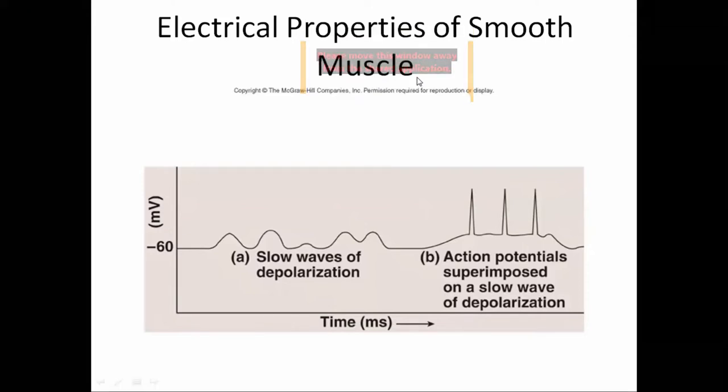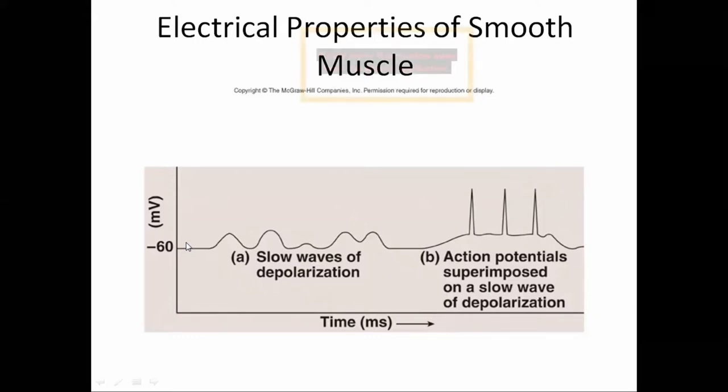If the slow wave of depolarization is towards less negative potential, then it will easily elicit the action potential. That is the significance. If it is towards higher negativity, then it will take more time for the muscle cell to depolarize. If it is towards less negative potential, then it will take less time to depolarize.